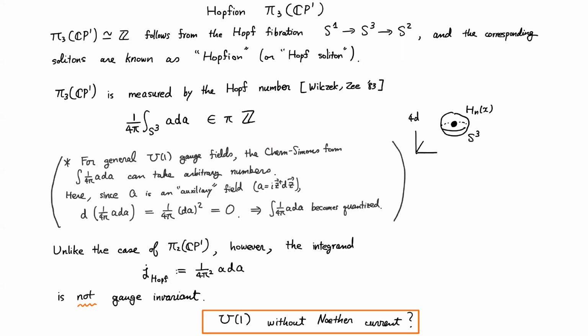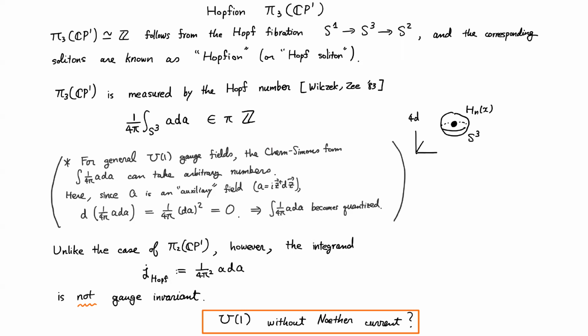And in order to measure π3 of CP1, we actually have to give a Noether charge. By following the seminal work of Wilczek and Wu in the 80s, we can give a nice expression for this Hopf number using the U(1) gauge field A.